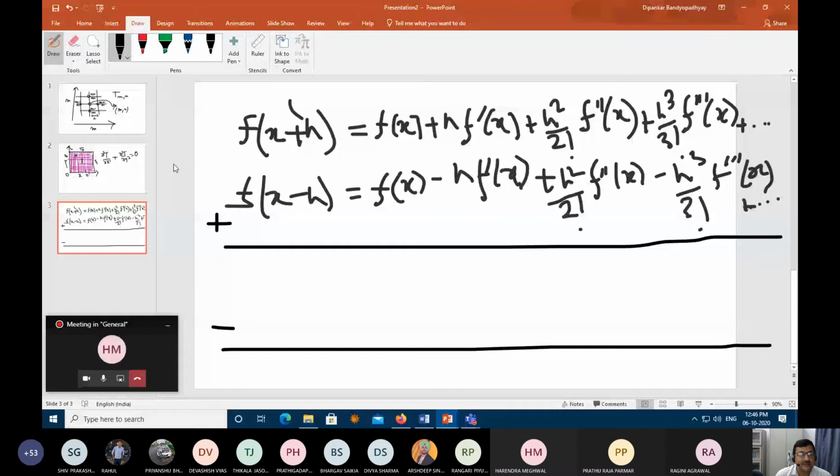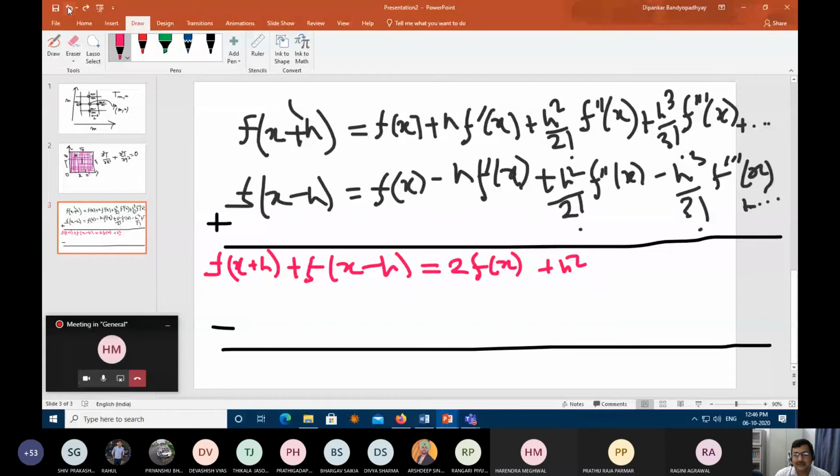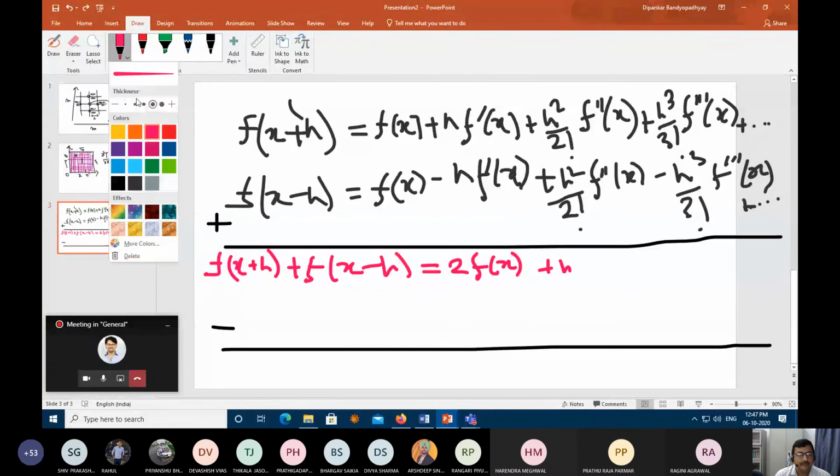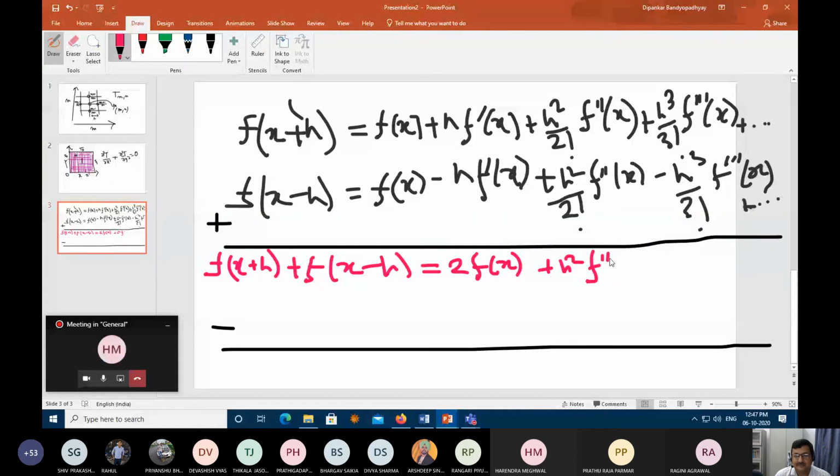So these two will come out to be, suppose, f(x+h) plus f(x-h). This will become equal to what? 2 f(x). Then you may see that these two will go out because I'm adding. Then it will become h squared by 2 factorial, which means 2 into what? This will again add up, so the 2 will go. So h squared into f double dot x.